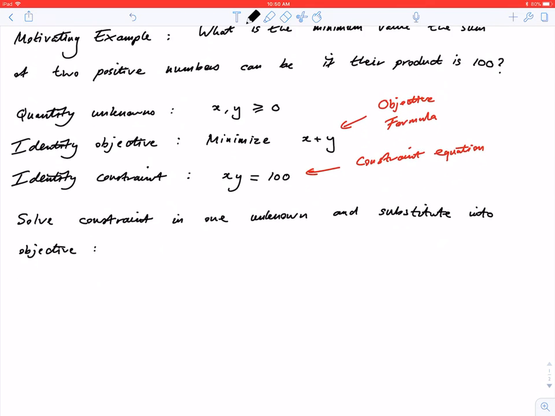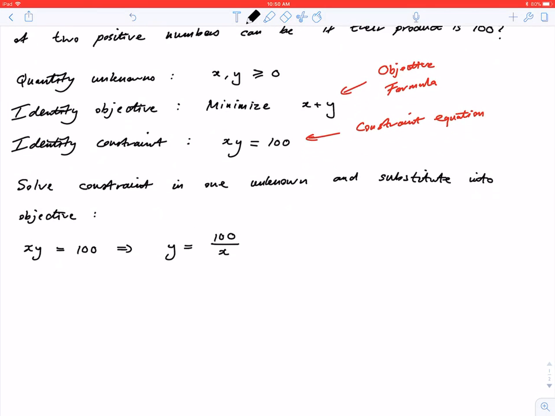Okay, so what's the constraint? The constraint is xy is equal to 100. That implies, well, let's solve it in y. y is equal to 100 divided by x. Okay, so what does this tell us? Well, now, if I take the objective, I can replace y with 100 over x. So this is equal to x plus 100 over x. And it's a single variable function. I'm going to call it f of x.